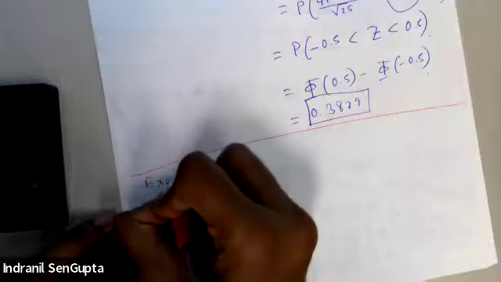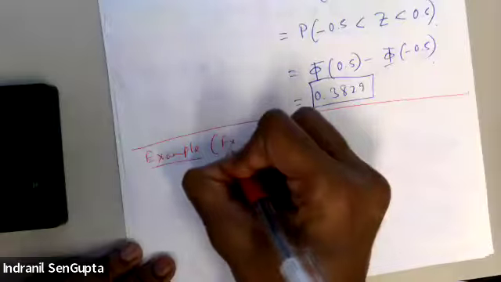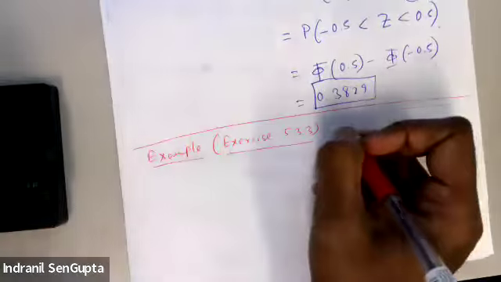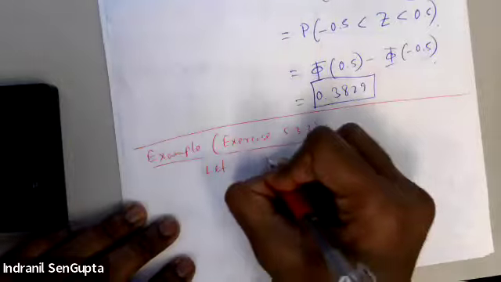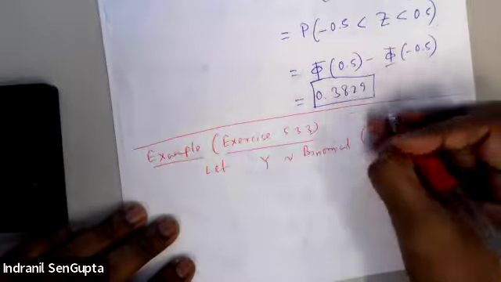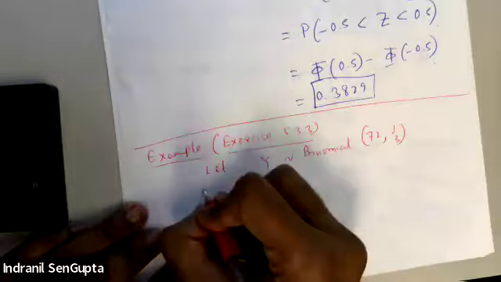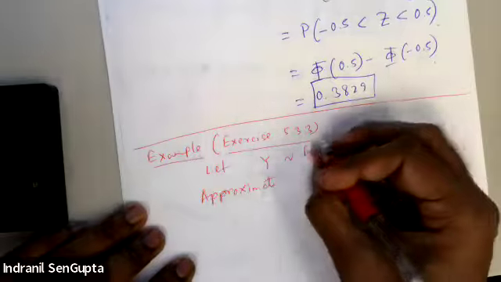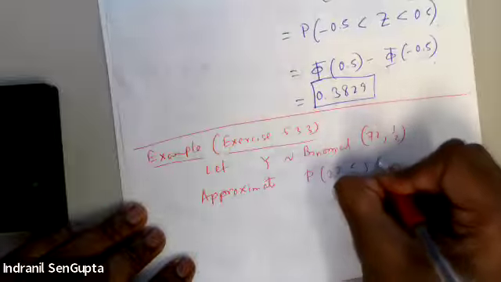So, example. It is exercise 5.3.3. It goes like, let Y follow a binomial distribution with parameters 72 and 1/3. That means this is n and this is p. Approximate the probability of 22 less than Y less than 28.